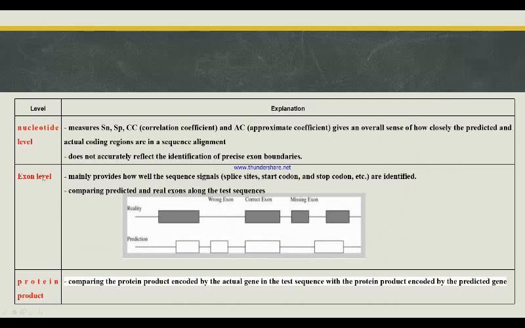And then the exon level mainly shows how well the sequence signals such as splice sites, start codon, and stop codon are identified. It compares predicted and real exons along the test sequences. And for the protein product level, it compares the protein product encoded by the actual gene in the test sequence with the protein product encoded by the predicted gene.